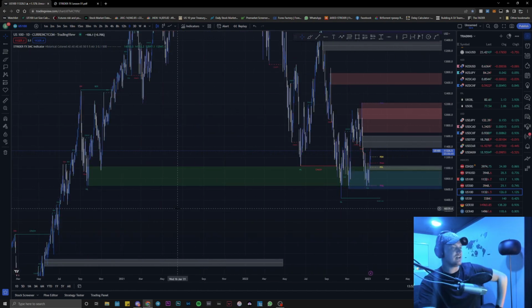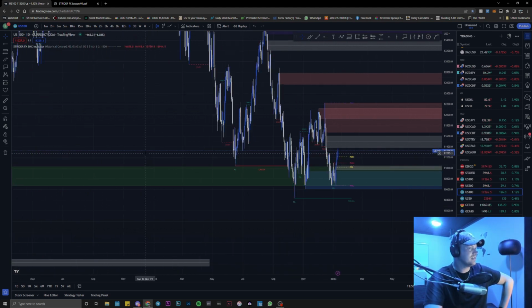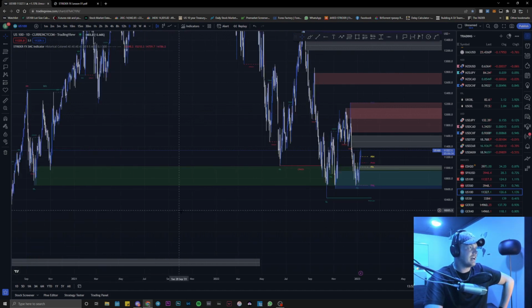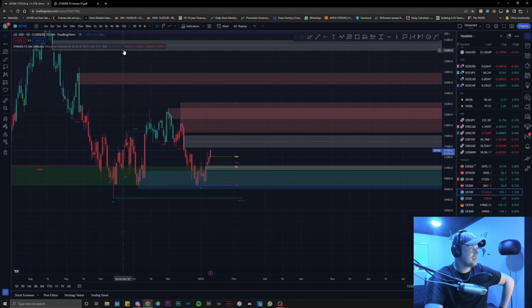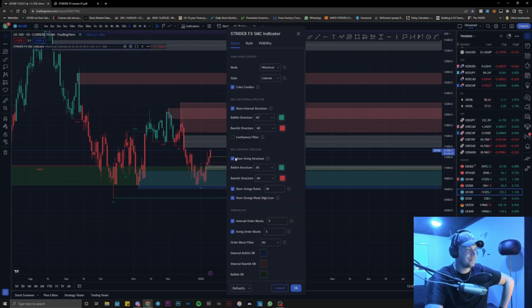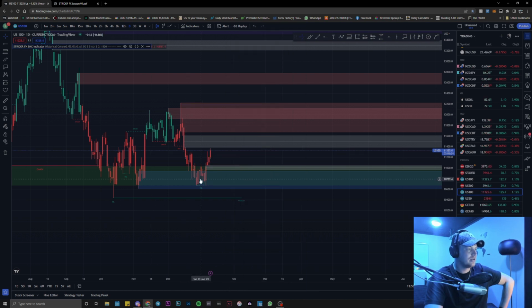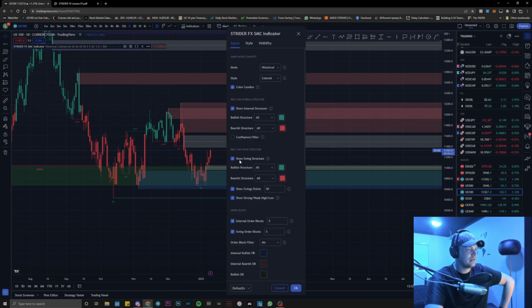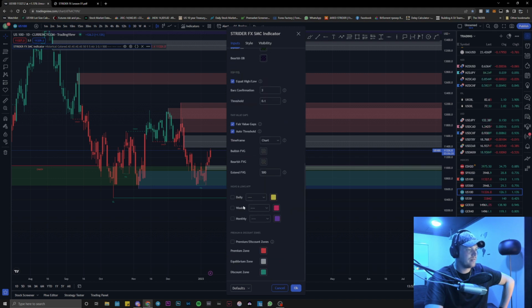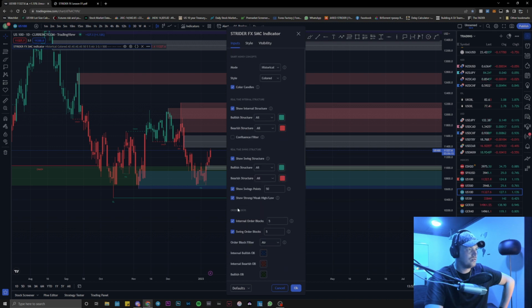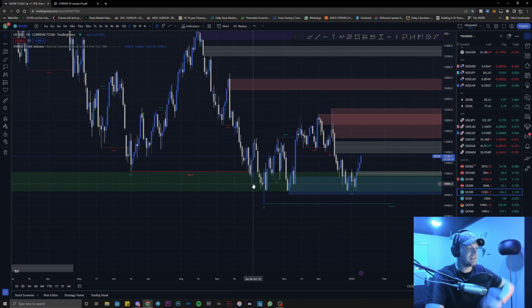So for you guys that are working a 9-to-5 job, this indicator will help you because it'll show you order blocks from far back that can help you get into these daily trades. So let me just take off these daily, weekly lows. And let me change the candles back. Where's my candles there? So we came into that order block.